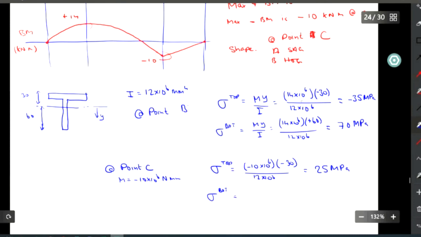And the bottom stress, point C again, is minus 10 plus 60 with the I value. Okay, it's twice as far away. The sign has changed, so it's minus 50 megapascals. So the answer there is that the maximum tensile stress is 70 megapascals.